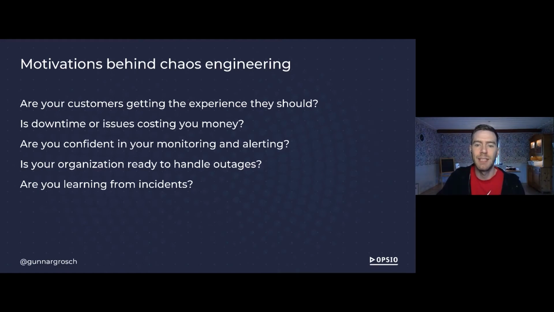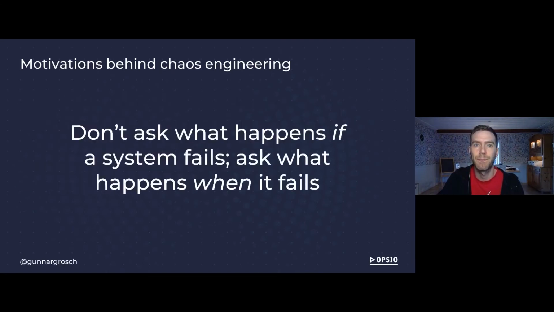And every time there is an incident, we have a huge opportunity to learn about the conditions that exist for that incident to take place. And what about learning from controlled incidents? By using chaos engineering, we're able to do that. So that brings us to, for me, the greatest motivation behind chaos engineering. Don't ask what happens if a system fails, but ask what happens when it fails. A resilient system isn't one that doesn't fail, but one that maintains an acceptable level of service in the face of failure. What happens when the system fails? Well, chaos engineering helps us reveal that.